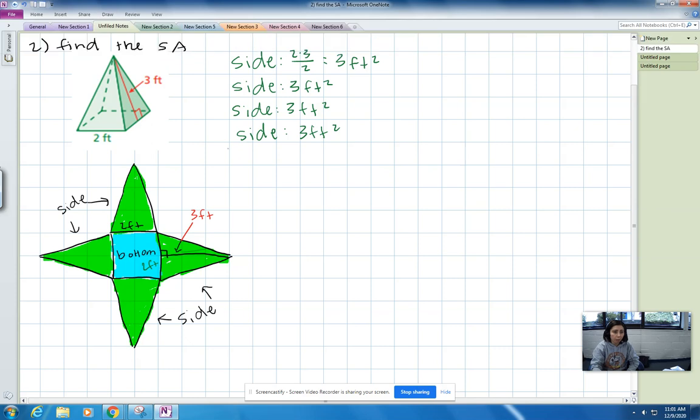Now let's find the area of the bottom. The bottom is a square, which is just a special type of rectangle. So we're going to multiply the length and the width, 2 times 2, which makes 4 feet squared. Now that I found the area of all 5 of these faces, I can add them all up to get a total of 16 feet squared. So my surface area is 16 feet squared.